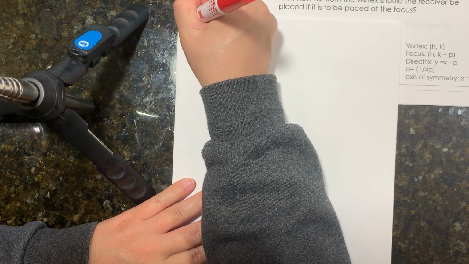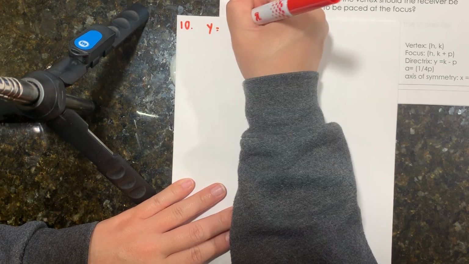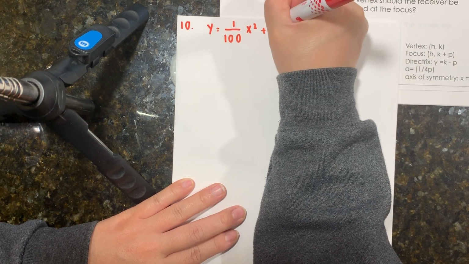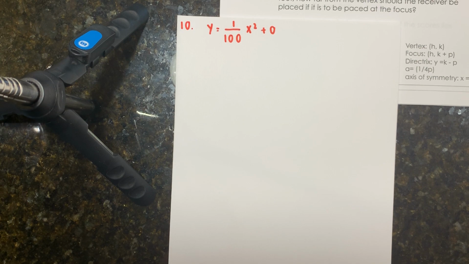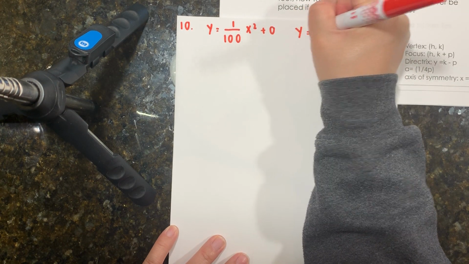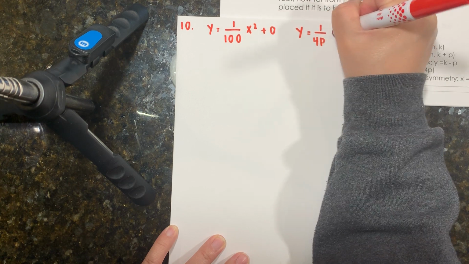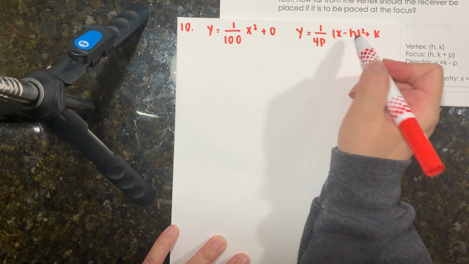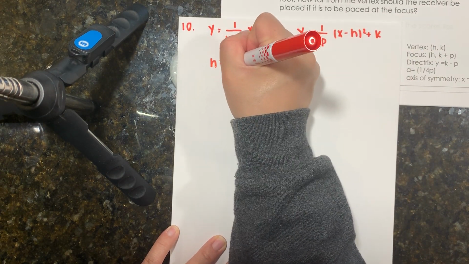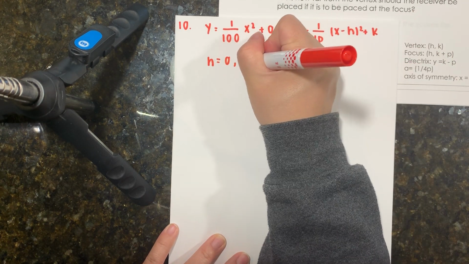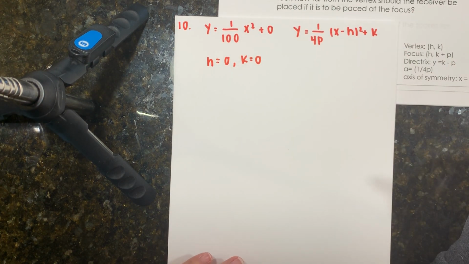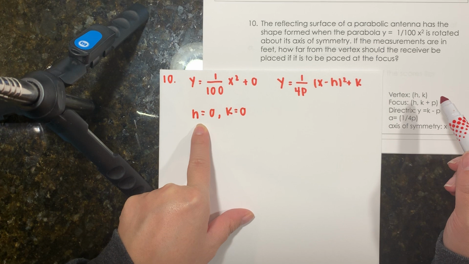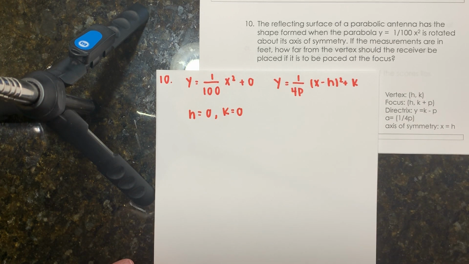Using the equation y equals 1 over 100 x squared plus essentially 0. You know that using the equation that we're given of a parabola, y equals 1 over 4p times (x minus h) squared plus k, based off of this equation, h is equal to 0 and k is also equal to 0. Which means that our vertex, (h, k), is actually at (0, 0). So our vertex is at the origin.